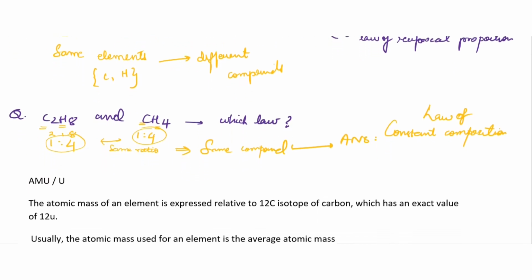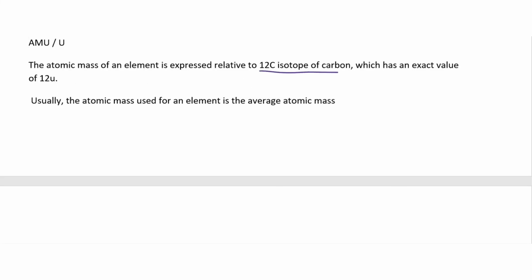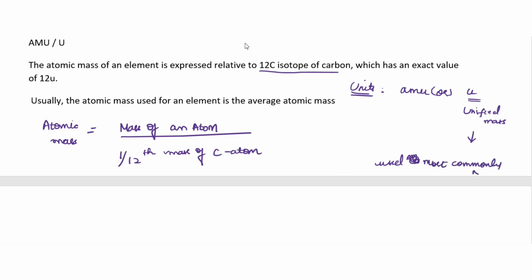Atomic mass unit, that is 1 AMU, is defined as a mass exactly equal to 1/12 the mass of one carbon 12 atom. So carbon 12 is nothing but a stable isotope of carbon. So this carbon 12 isotope has an exact value of 12 U or unified mass. So it is actually a relative comparison. Atomic mass or AMU is nothing but the mass of the atom divided by 1/12 the mass of carbon 12 atom. So U is the unit which is used most commonly nowadays than AMU.